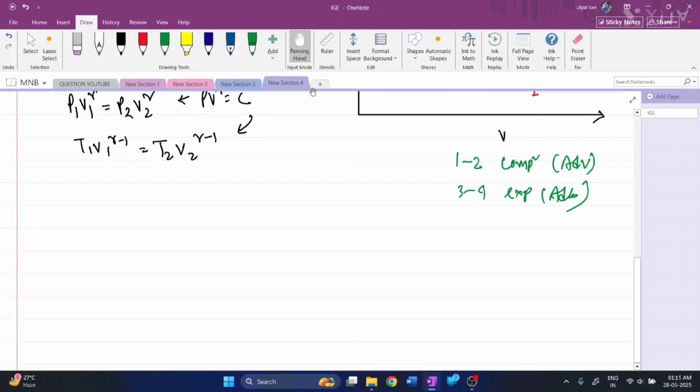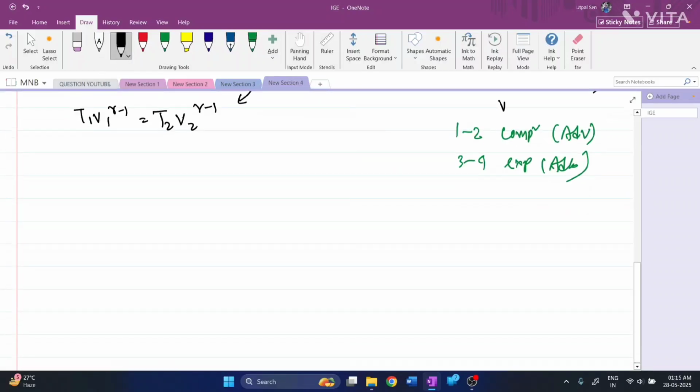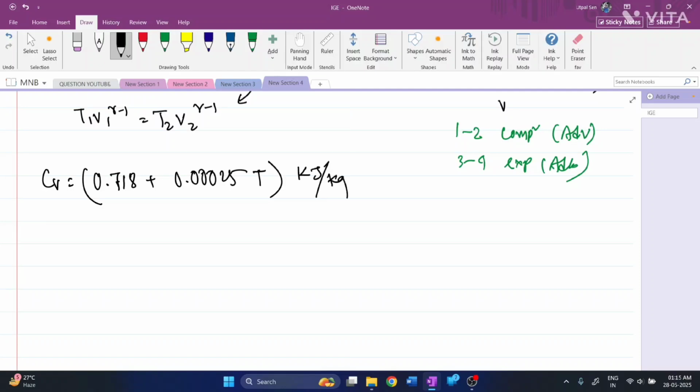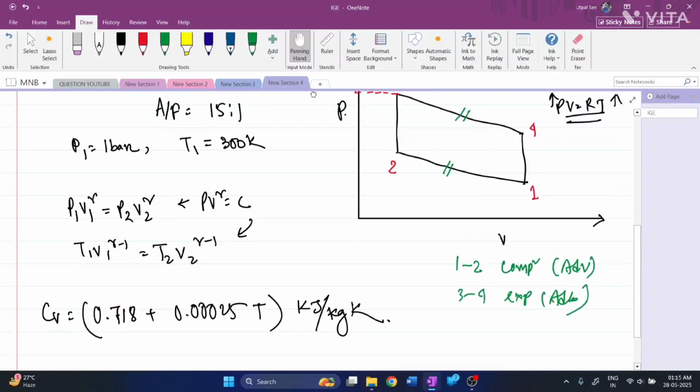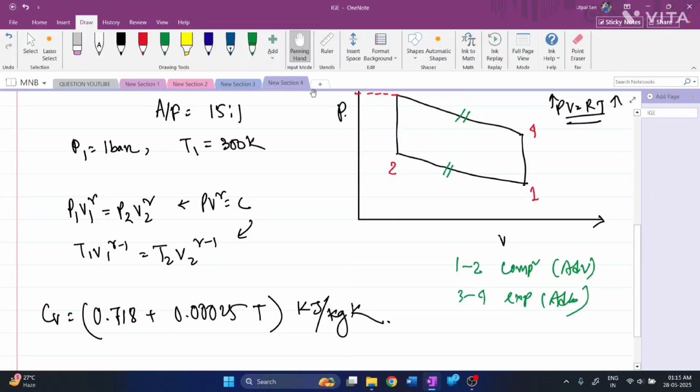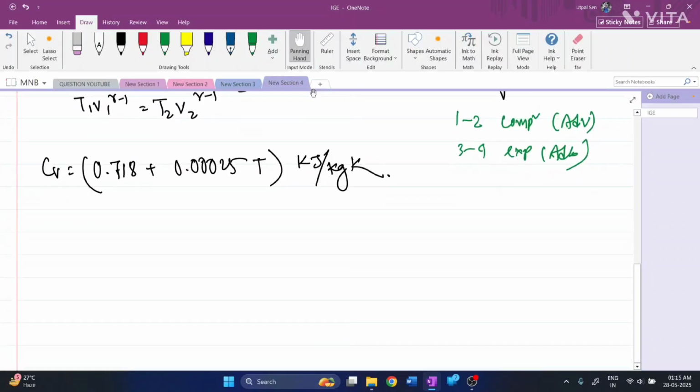Also, there is one significant thing given: the specific heat is variable in this case. The variable specific heat given in the question is 0.00025 T, in kilojoule per kg Kelvin. So the specific heat varies according to the condition in the engine itself.